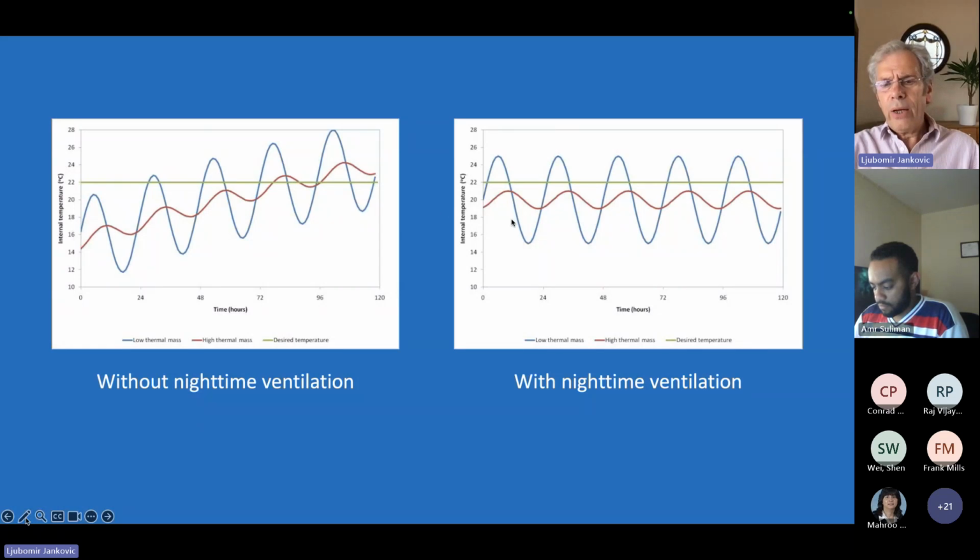But if we run nighttime ventilation and manage to discharge thermal mass sufficiently, then it could be that we don't even need to air condition the building when we have high thermal mass, because the trigger point for starting air conditioning will never be reached. But if we have low thermal mass, then that trigger point might be reached every day, and we might be spending more energy and producing more carbon emissions.